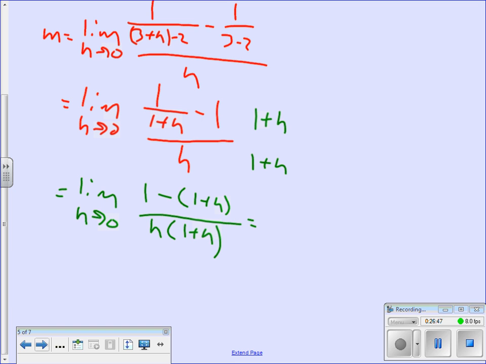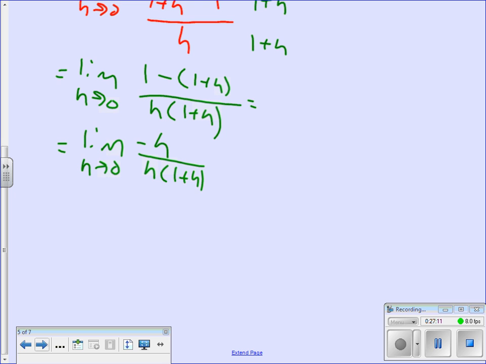What happens here? If I distribute the negative 1, the 1 and the negative 1 cancel. What do I have left? If I distribute and combine like terms, I get the limit as h approaches 0 of negative h over h times 1 plus h. I get negative h in my numerator. And look what happens here: these reduce, that becomes a 1 on top. So I have the limit as h approaches 0 of negative 1 over 1 plus h.